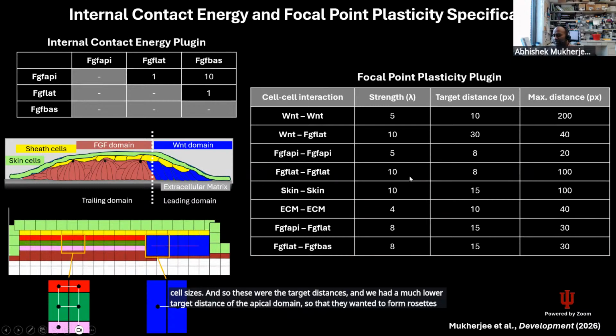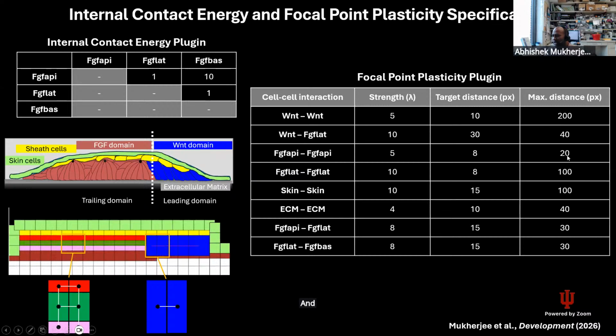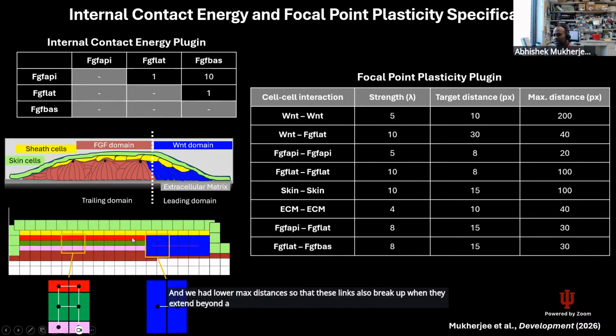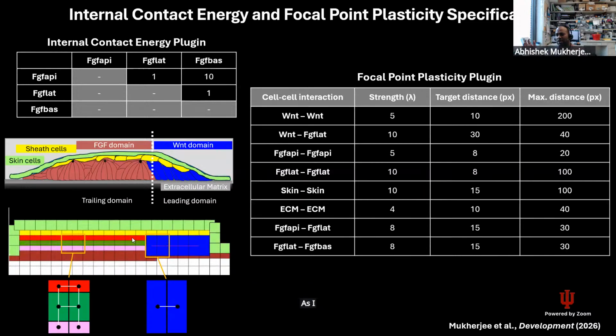And we had lower max distances, so that these links also break up when they extend beyond a certain range. So that allows really the rosette formation, as I'll show you in the next few slides how it looks.